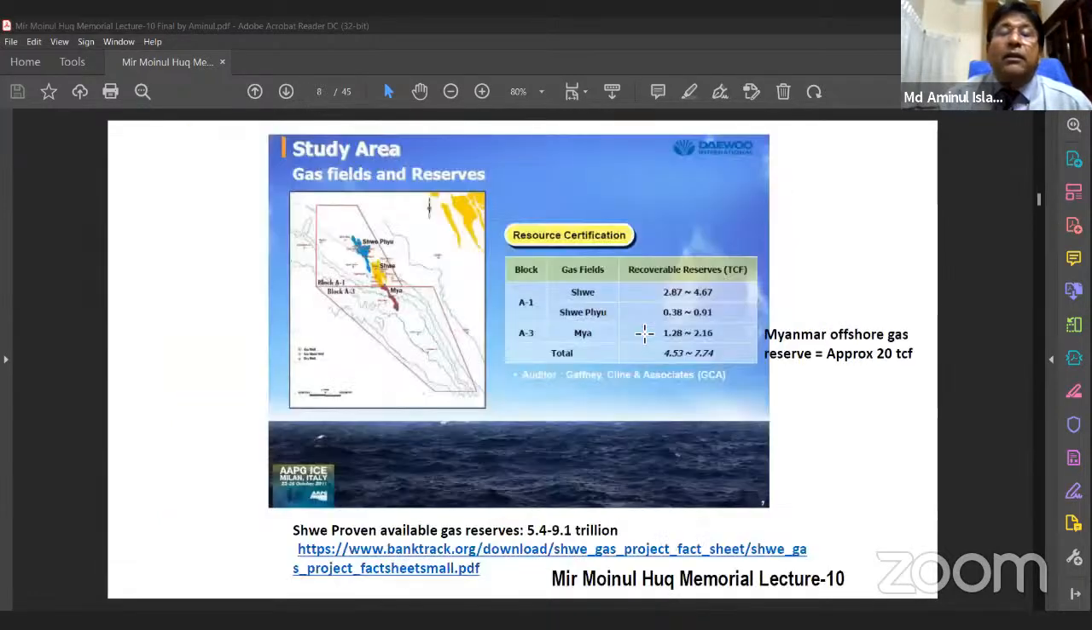If we talk about the reserves of these three fields, Shwe field got 4.67 TCF, another field got around 1 TCF, and Mya field got more than 2 TCF. Altogether reserves can go up to 7 or 8 TCF. But there is a new statement that only Shwe field can get 9 TCF of gas. So altogether the Myanmar offshore reserve has gone up to 20 TCF. Look at their discovery history. But they are our neighbor, just next door.